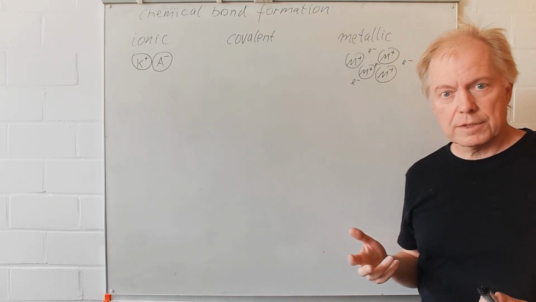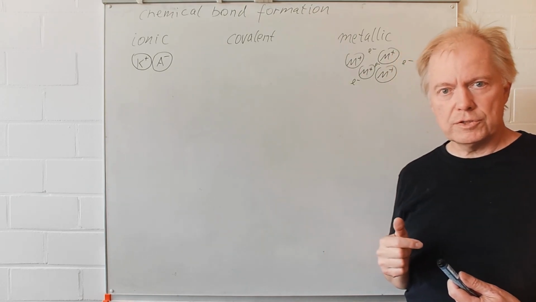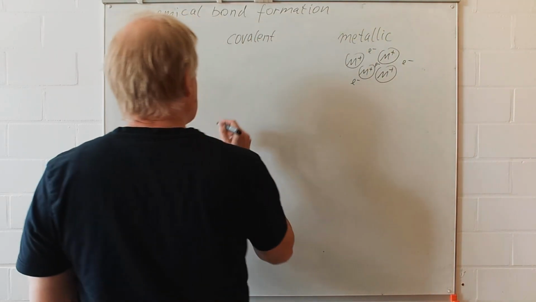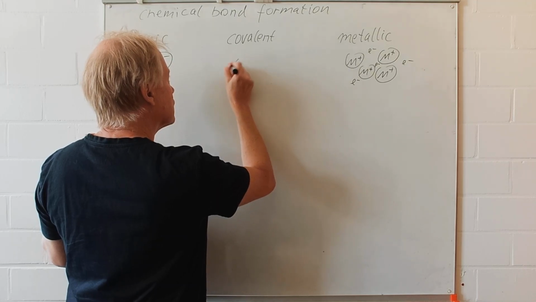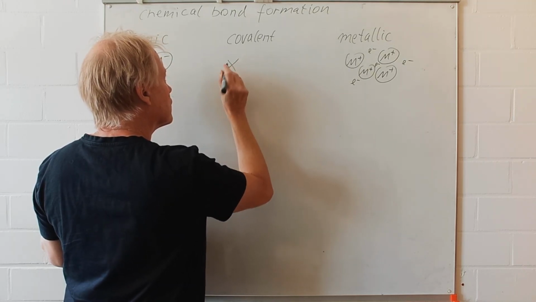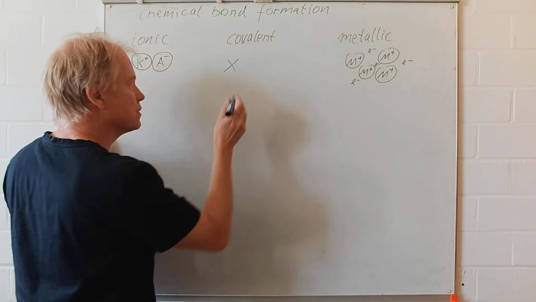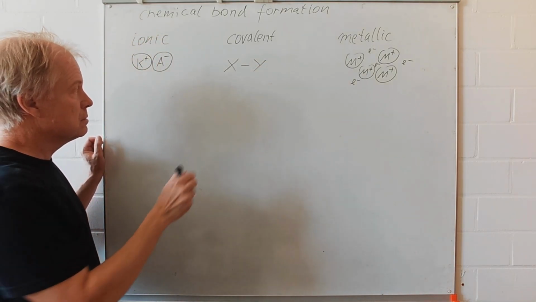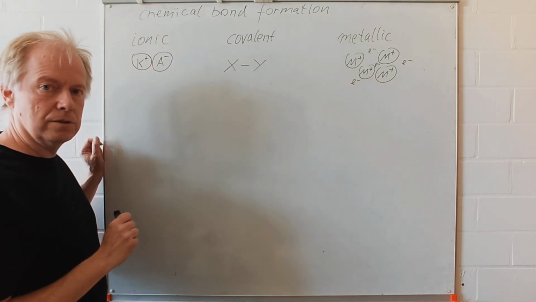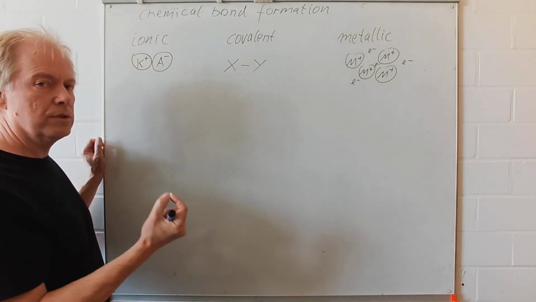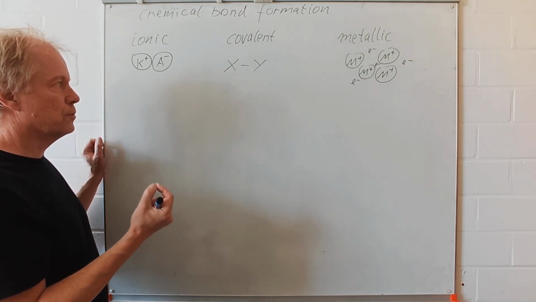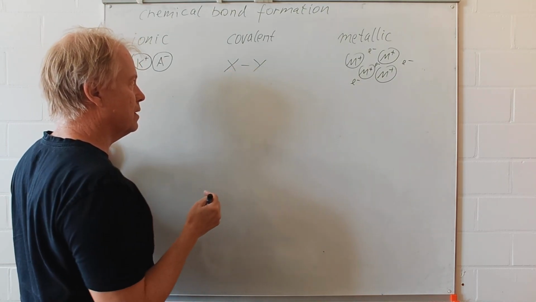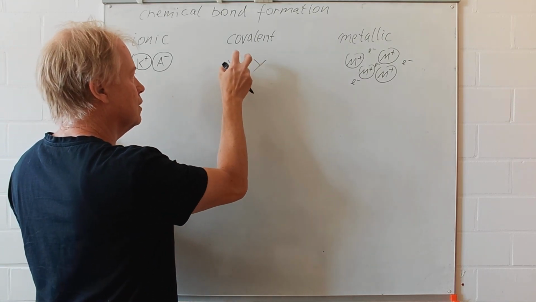For organic chemistry, the covalent bonds are certainly the most important. And for covalent bonds, we have an atom X and an atom Y, which are connected by a common bonding electron pair. It's not a free electron pair. The electron pair is responsible for this bond.